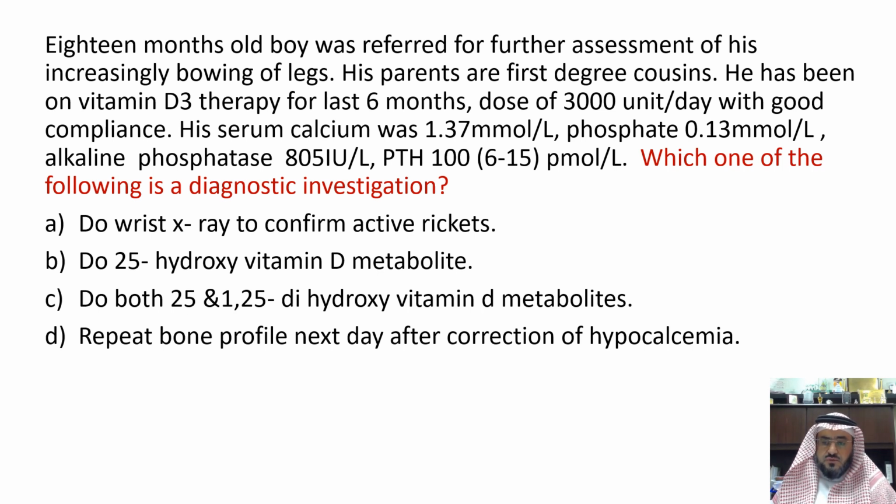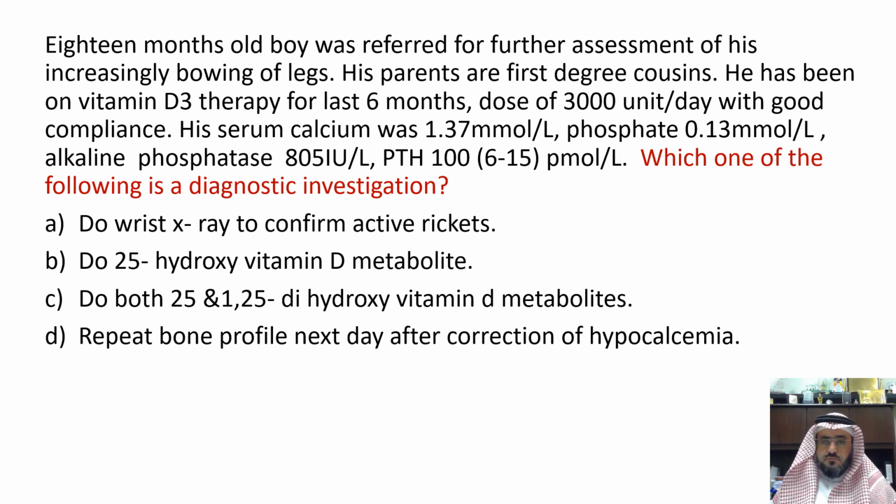So definitely we don't deal with vitamin D deficiency rickets, because if it is vitamin D deficiency, we need only 2 to 3 months of treatment. Here, 6 months of treatment of good dose, good compliance, but despite that, he is deteriorating. The bowing is worsening.